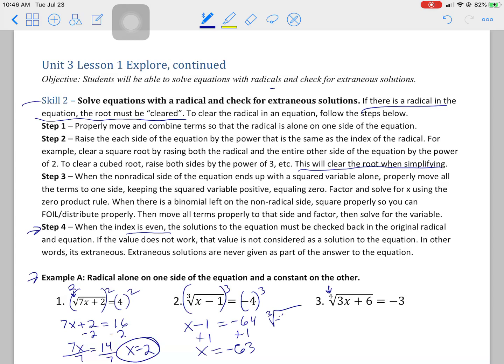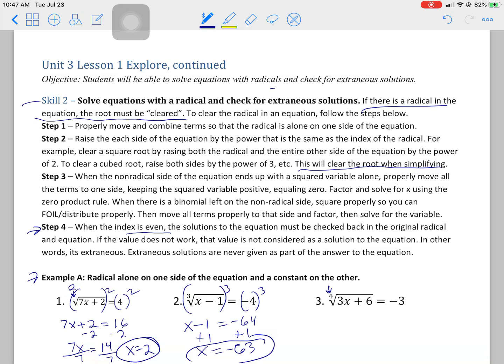This is going to be a negative 63 minus 1 is a cubed root of negative 64, which is negative 4. So that is a correct answer. Sorry, I'm writing it down somewhere else.